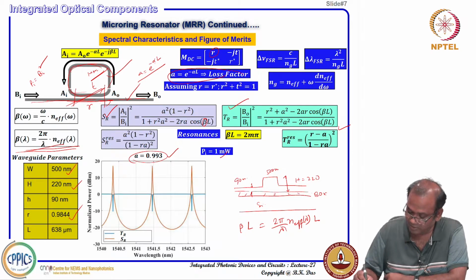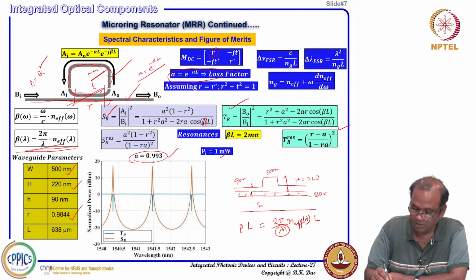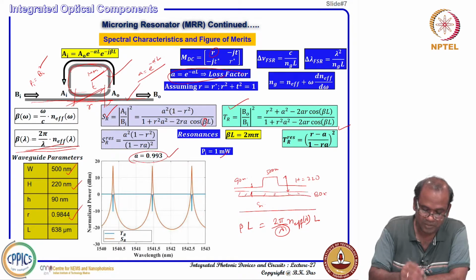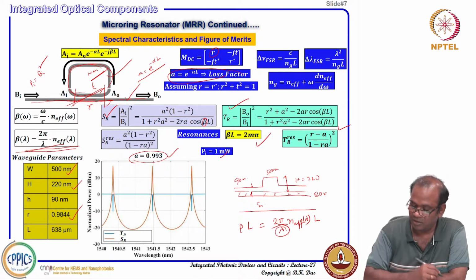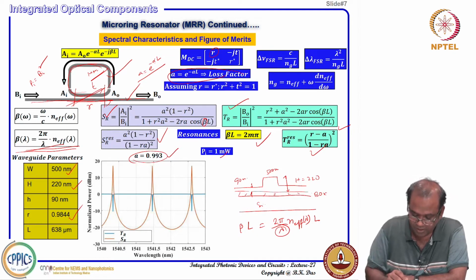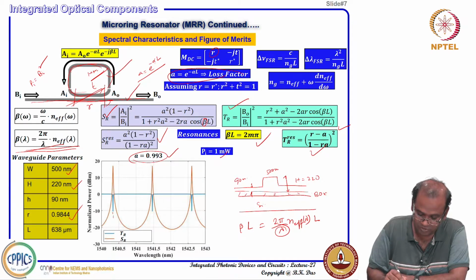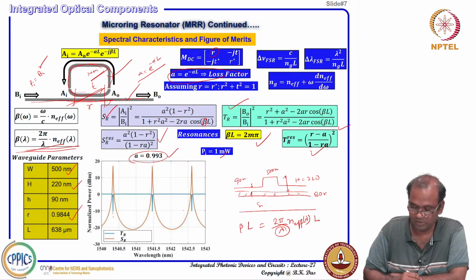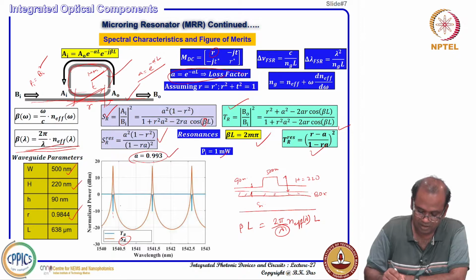And then if I tune this lambda value, whenever this beta L is an integer multiple of 2 pi, I can say that this will be maxima and this will be minimum. So, exactly what we got, this blue curve here you see, at certain wavelengths transmission is dropping. They are actually resonance frequencies. At that particular frequency, if you calculate SR, you see the power or intensity is increasing here.